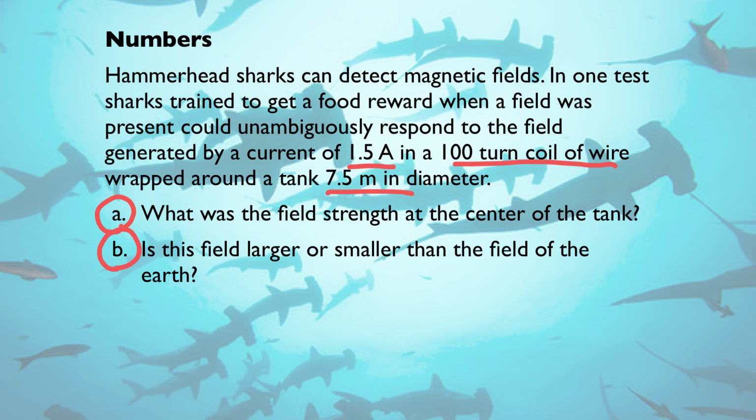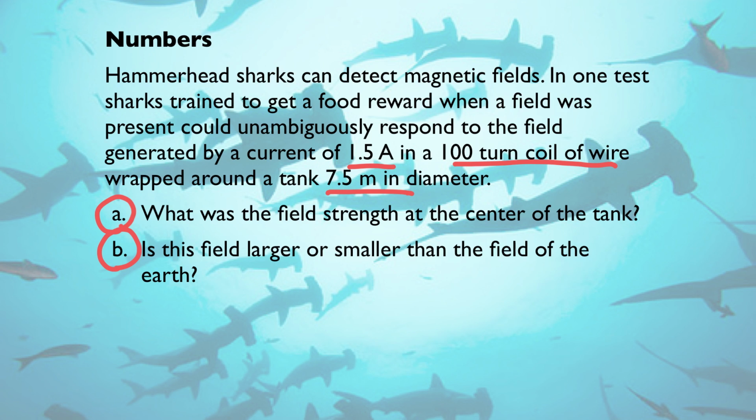Now, the first piece is to strategize. And so I'm going to say, I am calculating the field from a coil. I've got a multiple turn coil of wire wrapped around the shark tank. And so I'm looking at the field from a coil of wire, and I'm looking at the magnetic field in the center of the coil. That's my strategize. For my prepare step, what I would do is sketch the situation.